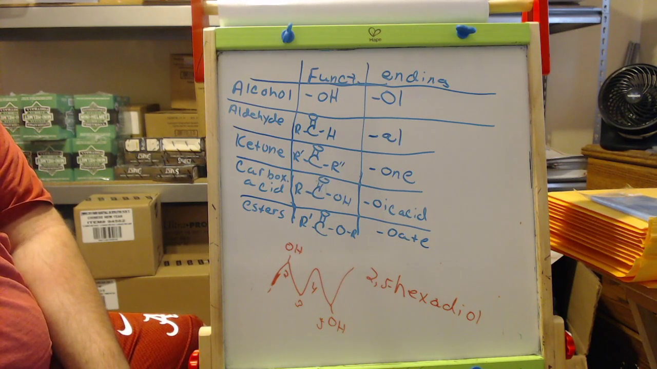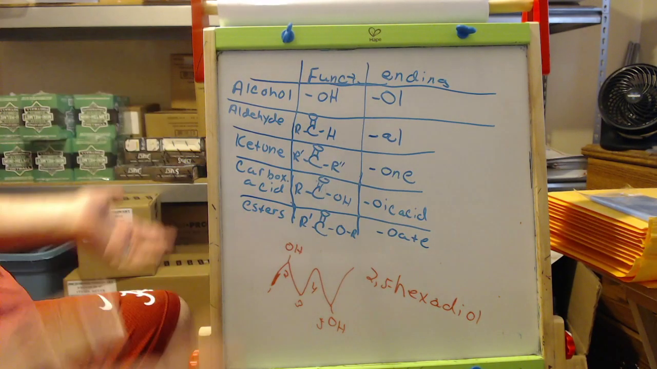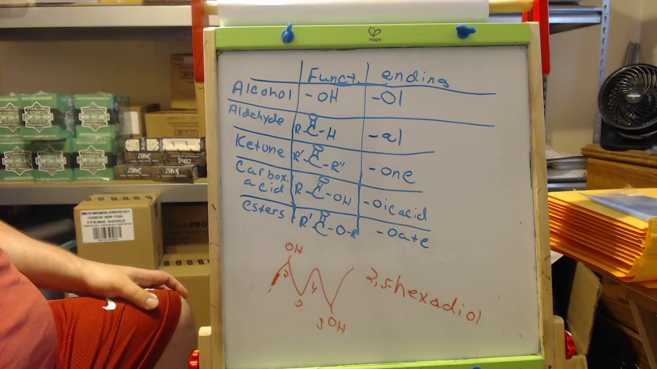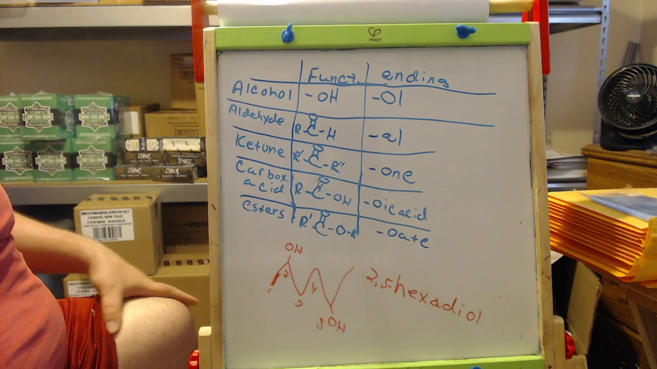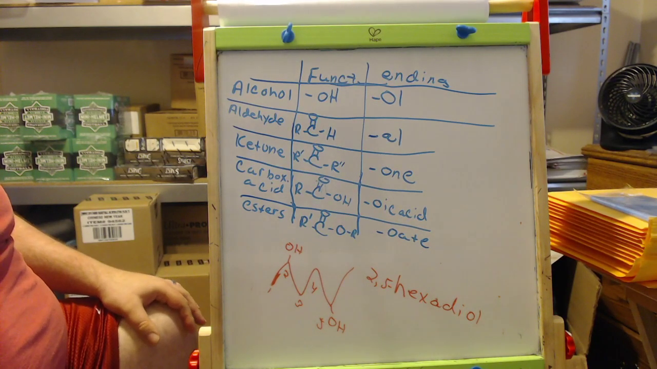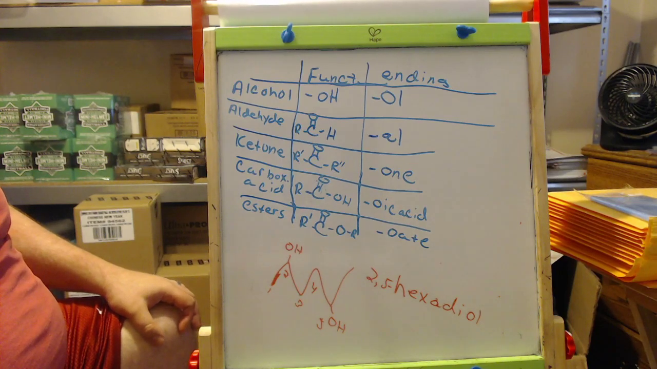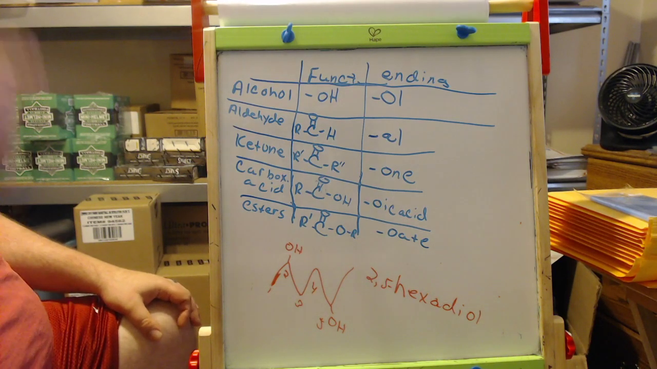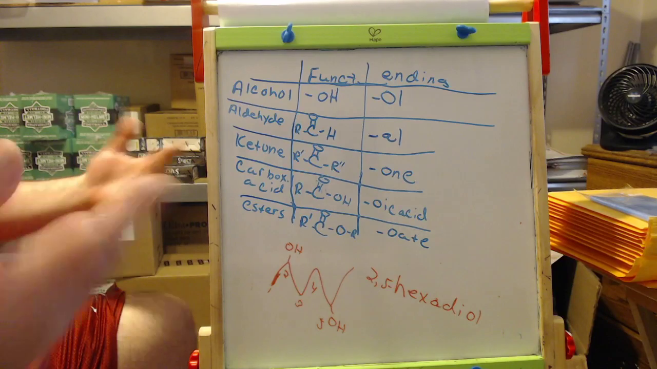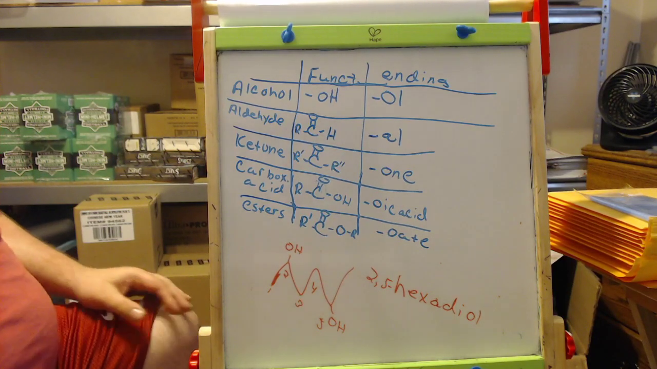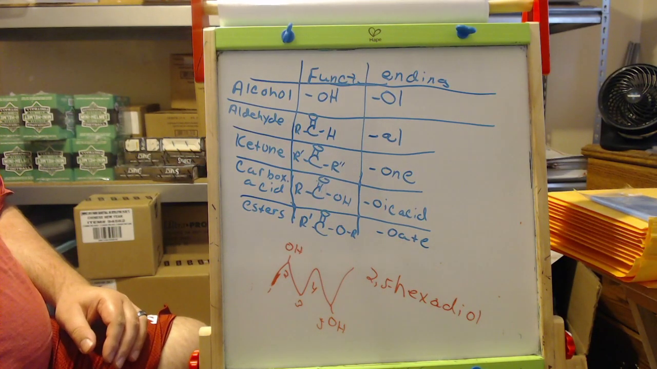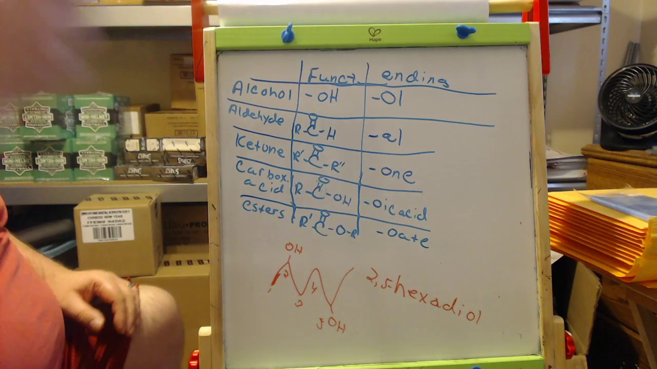Questions on alcohols? And you would do the same thing if it was a cyclo, like we did with cyclohexane in the last video. If it was cyclic and it had an OH, we'd call it cyclohexanol.